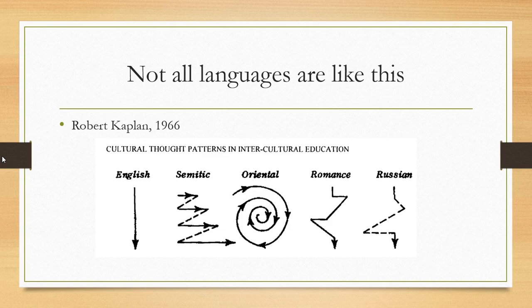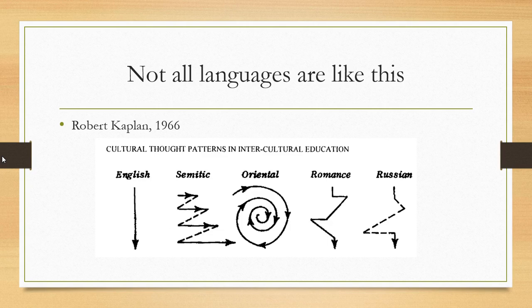So what Kaplan calls Oriental languages, we now, of course, say Asian, but this is going to include Chinese, Japanese, Korean, these kinds of languages. You'll notice that it's very strongly connected, like English, but they don't start out by telling you what the main idea is. They're going to circle around to it gradually and take the reader on this sort of a journey from the beginning to the end.